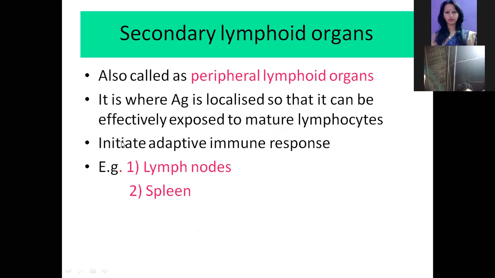Then after the primary lymphoid organs, what comes next is the secondary lymphoid organs. These secondary lymphoid organs are also called the peripheral lymphoid organs. What is a secondary lymphoid organ? It is where the antigen is localized so that it can be effectively exposed to mature lymphocytes to initiate an adaptive immune response. So in order to initiate an adaptive immune response, we have to expose the antigen to the lymphocytes, and this exposure is done within the secondary lymphoid organs. Examples of secondary lymphoid organs are lymph nodes and the spleen.